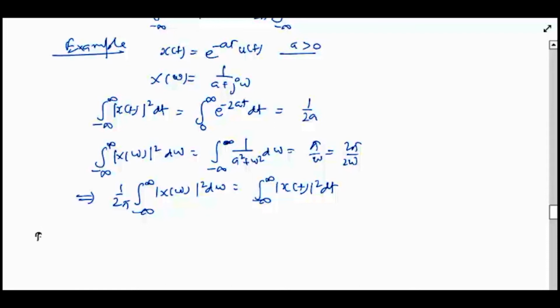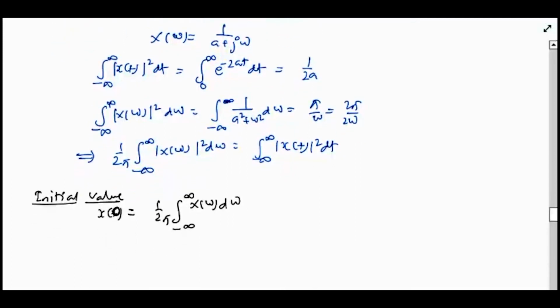Namely, we see that the initial value of the signal in time domain, that is x(0), can be obtained as 1 over 2 pi integral from minus infinity to infinity of X(omega) d omega. This relation is obtained by simply setting t equal to 0 in the synthesis equation. Similarly, if I set omega equal to 0 in the analysis equation, I get the DC component of the signal.